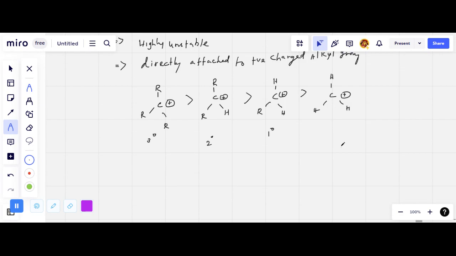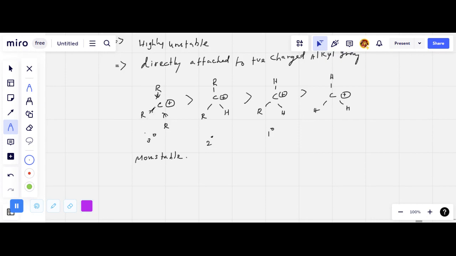So which is more stable? This is more stable. Why? Because here all three alkyl groups are there. These alkyl groups release electrons to this carbon. We know that alkyl groups are electron releasing groups, so all three release electrons to this carbon.